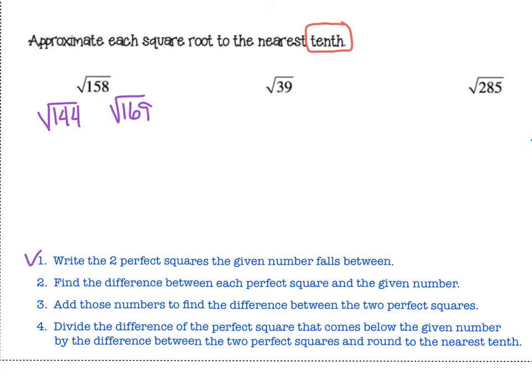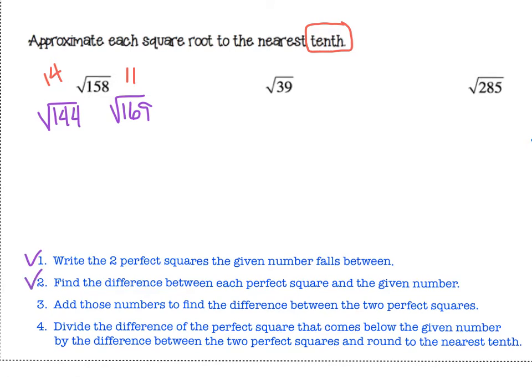The next thing we're going to do is find the difference between each of these perfect squares and the number that we're trying to find. So the difference between 144 and 158 is 14, and the difference between 158 and 169 is 11. So that's step 2. Now we're on step 3.